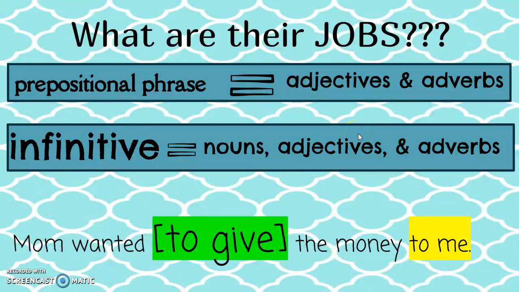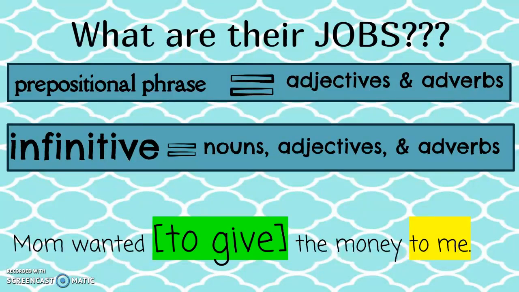So when we think about the job in a sentence, we're not going to spend too much time on this right now. Infinitives are one of those verbals that we're going to focus on a little bit later in the year. But just know, just like prepositional phrases can have a job of being an adjective or an adverb in a sentence, infinitives can do the same thing, but they can also be nouns.